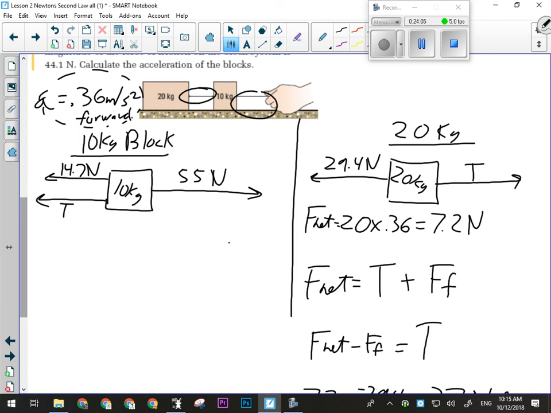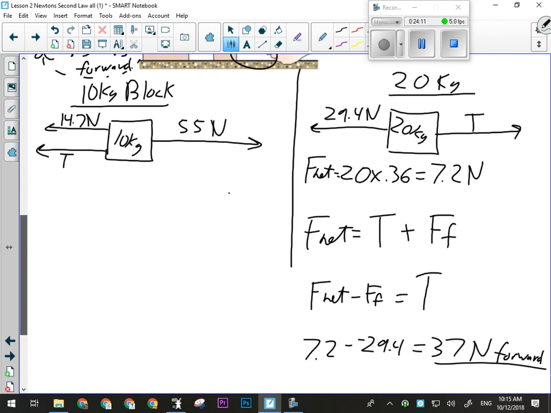Okay, I found it using the 20 kilogram block. I'm going to find it using the 10 kilogram block. I'm going to get the same answer. Okay, so I'm going to first calculate what the net force on the 10 kilogram block is by going m times a. So 10 times 0.36 is going to give me 3.6 newtons forward. So the net force on the 10 kilogram block is 3.6 newtons forward.